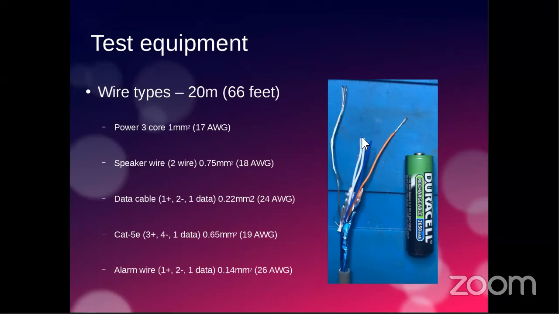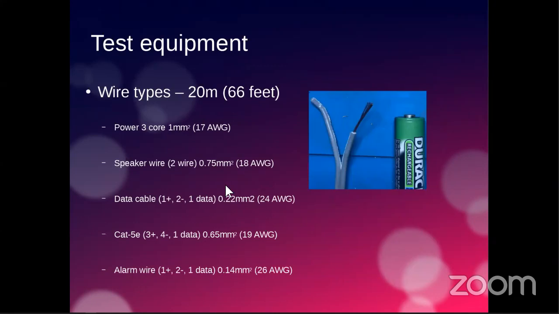I generally connect the two whites together as the ground. The blue is the positive, and the orange is typically the data. We'll then go to speaker wire. So this is a 2-core 18 AWG wire. I obviously have to run a third wire of the same type to provide the data wire as well.